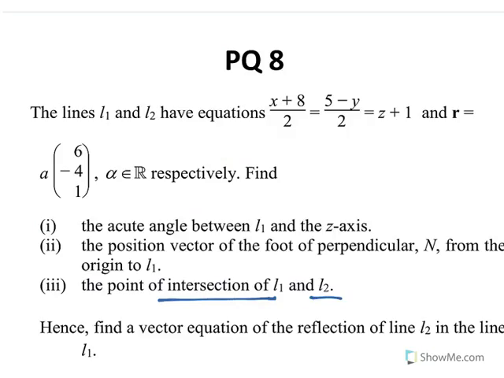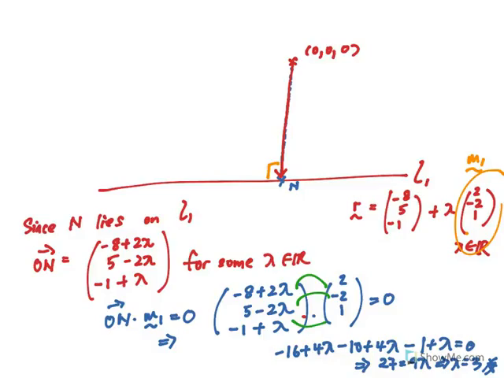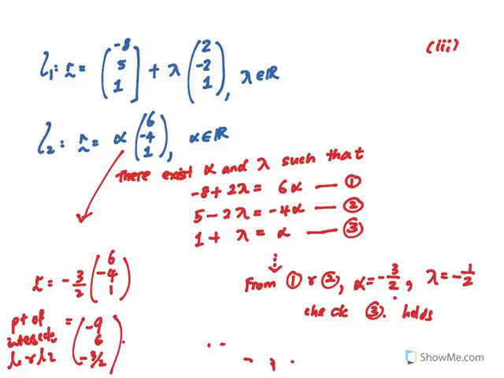And next, we want to find the vector equation of the reflection of the line L2 in the line L1. This looks a bit challenging, so maybe what we need to do is first try to deduce how this can work. Let's draw the line L1 first. L1 looks like this. This one is my L1.